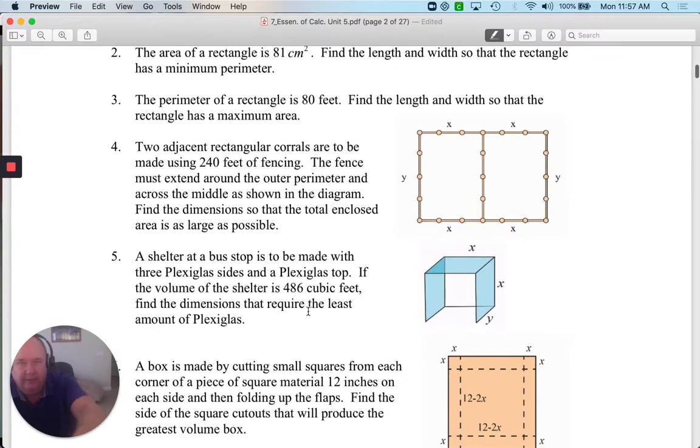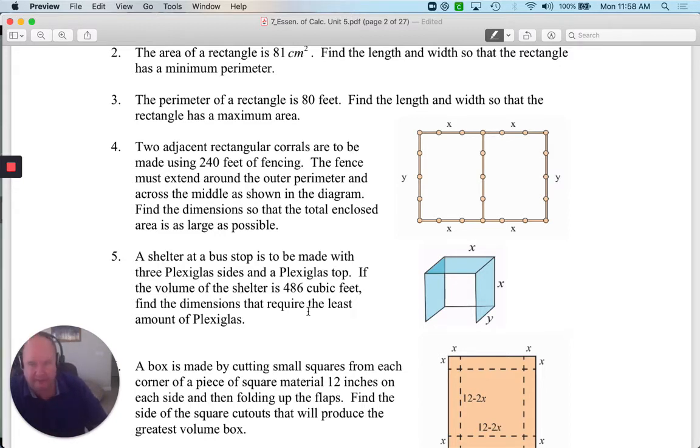In number 4, you're given a diagram. So I'm going to draw that diagram in my notes right away. But you read number 4. So 2 adjacent rectangles. That means they're beside each other. Corrals, what you'd use like in a farm or something, are to keep the cows, the horses, whatever in. So, not like I'm a farmer. You have 240 feet of fencing. So 240 is an important number. The fence must extend around the perimeter and across the middle as shown in the diagram. Find the dimensions so that the total enclosed area is as large as possible.